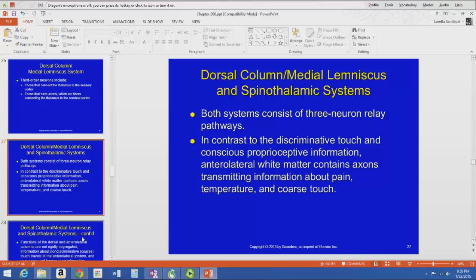It also consists of a 3-neuron relay pathway. So the dorsal column medial lemniscus pathway transmits discriminative touch and conscious proprioception. The spinothalamic system, on the other hand, transmits information about pain, temperature, and coarse touch. So those are going to be those A delta fibers. The discriminative touch and conscious proprioceptive information, those are those A beta fibers.